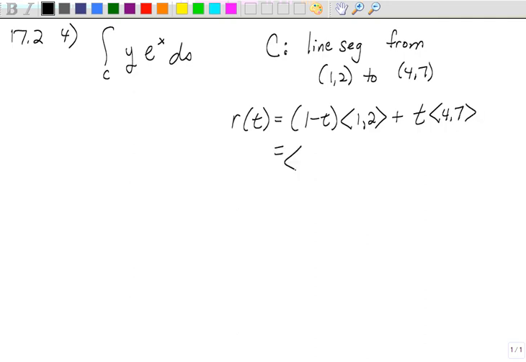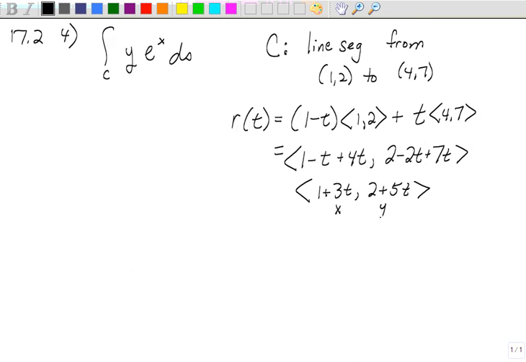and that's going to give us, that's our x and that's our y. So we're going to change the variables, and this is going to be from 0 to 1, because whenever you do this to a line segment, t is always between 0 and 1. And y then is 2 plus 5t. E to the x is 1 plus 3t.